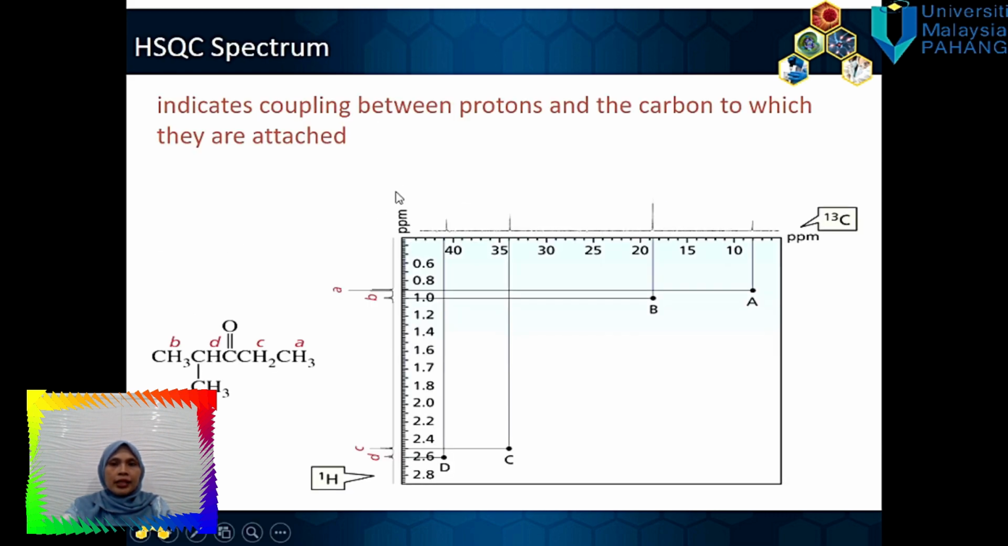See the example here. The x-axis, they show us the carbon-13, and the y-axis will be the proton spectrum.